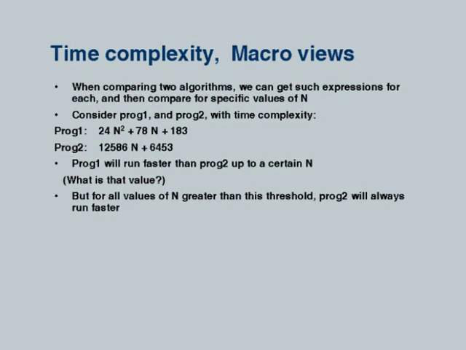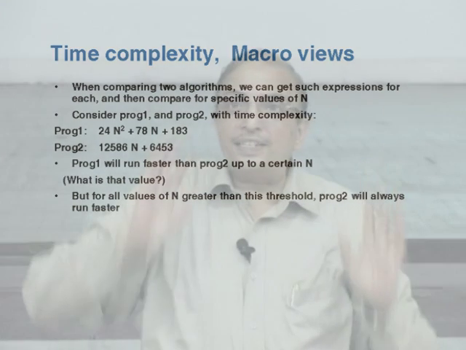Now, here is the point. The point is that for all larger values of n greater than some threshold, whatever, 520, 521, 525, whatever, beyond that, the second algorithm will run faster for every value of n larger than that. That means, for truly large n, the program 2 is more efficient than program 1. Is that understood? For truly large n, program 2 is more efficient than program 1.